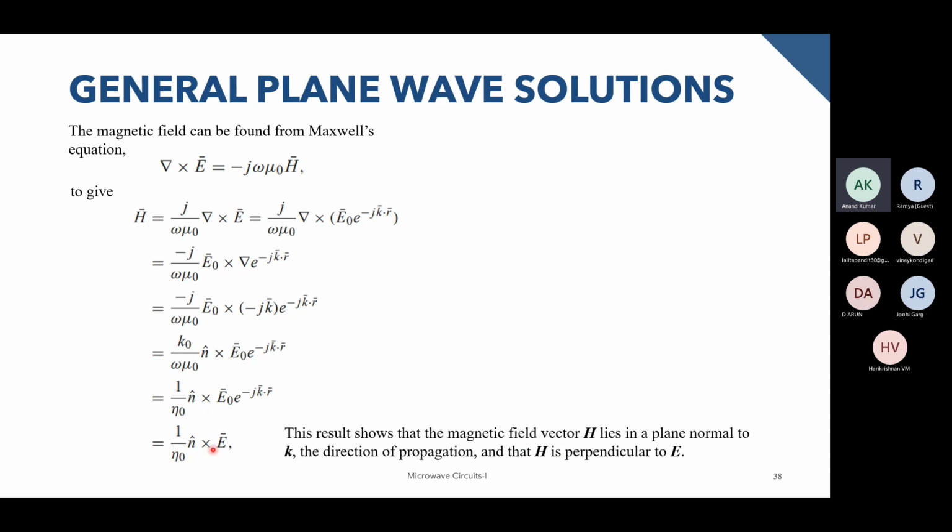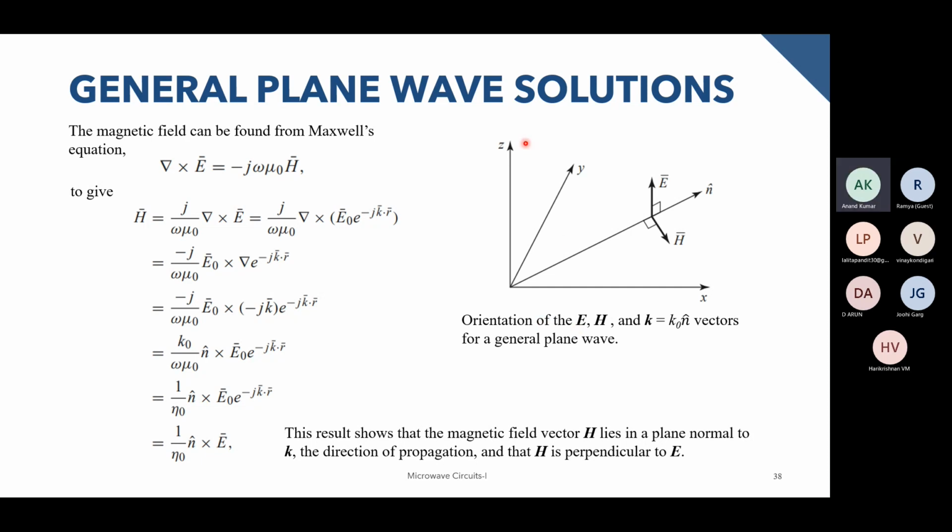So for any general vector given by A equals B cross C, we know that A is perpendicular to both B and C. Similarly, H is expressed in terms of n and E, where n is in the direction of propagation and E is in the direction of the electric field. So H is perpendicular to both the direction of propagation and the electric field. Again, this means there is no magnetic field component in the direction of propagation.